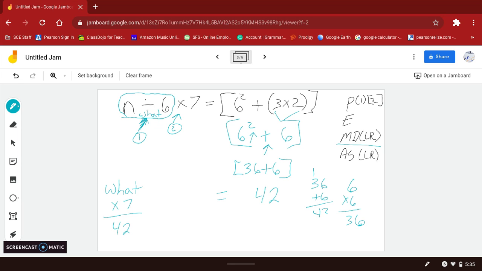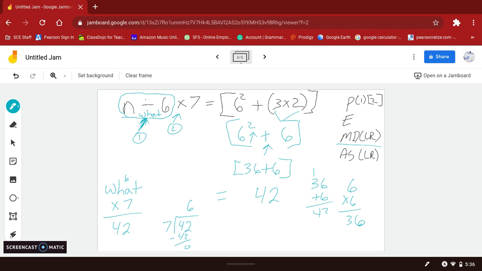Now, a lot of you all already know what that what is. Some of you all don't. When you're missing one of your factors, which is what the what is, a factor of multiplication, to find that, you take your product, which is your answer to the multiplication problem, and you divide it by your factor that you know, and it will tell you your missing one. Well, how many times does 7 go into 42? The answer is 6. And so our what is 6. 6 times 7 is 42.